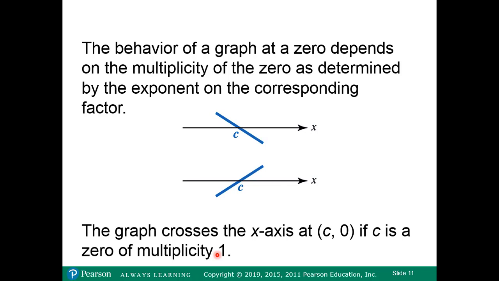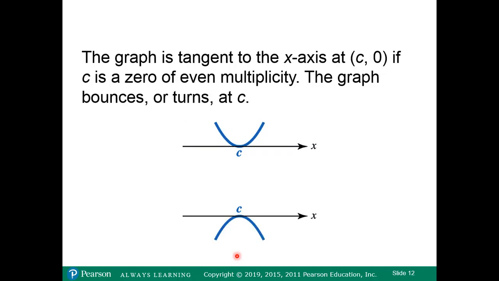In fact, I can expand this and say it's going to cross the x-axis if the multiplicity of the 0 is odd. So not just 1, but if it's odd. The graph is tangent to the x-axis at a c value if the 0 is of even multiplicity. Okay, so we say it bounces or touches at c, or turns. But typically I say it either bounces at c or touches the x-axis at c.